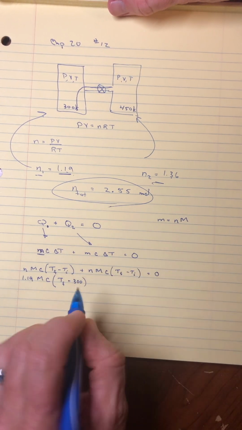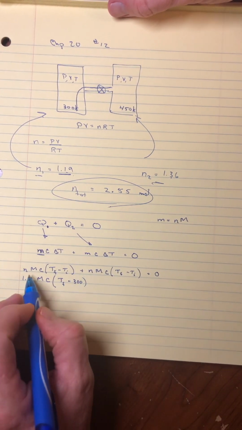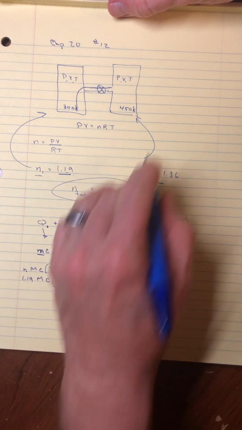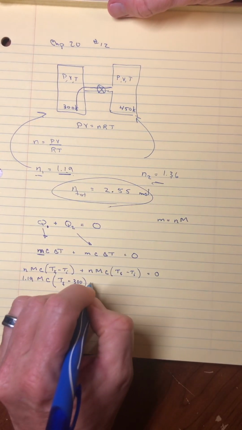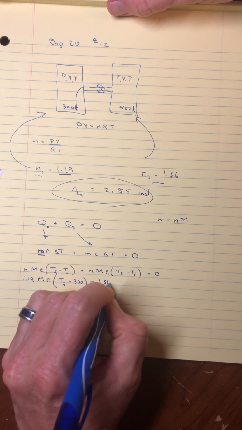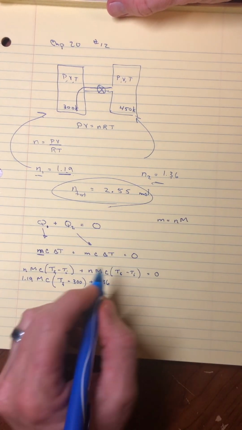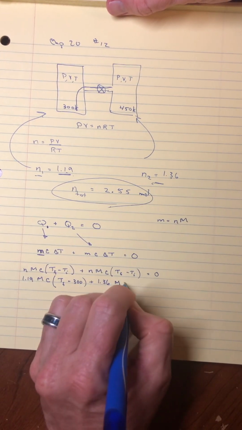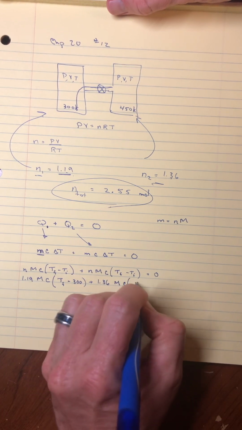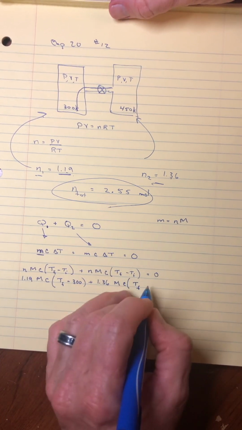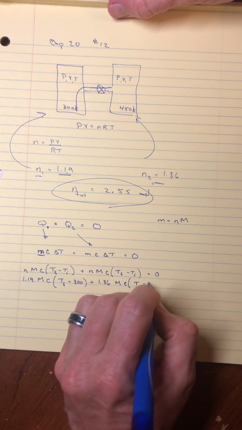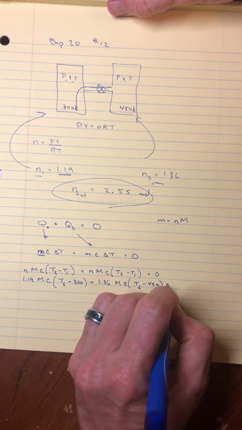So same logic here, but these are different than those variables. This is the number of moles in the second chamber, which we said was 1.36 from this calculation. And then we would have the molar mass, the specific heat, and the final temperature is what I'd like to know, and then the initial temperature is the 450.